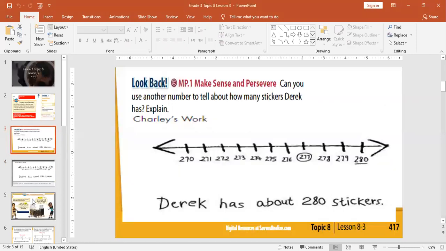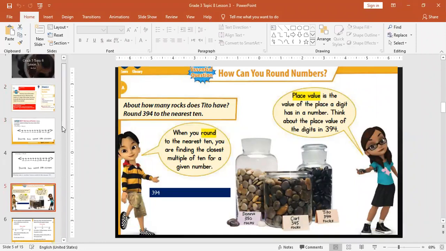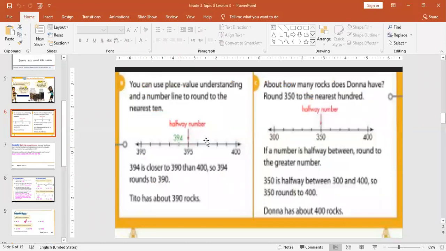So that was page 417. And here I have written the rule of rounding. If you want to round to the nearest tens, look at the ones number. If it is equal to or greater than 5, I will add on 1 to the tens number. Smaller than 5, I will leave the number as it is, and the ones will go back home and bring me also 0. And here he is rounding 394. Of course, 4 is smaller than 5, so it will be rounded to 390. And here 350, the tens number is equal to 5, so that's why I'm rounding to 400.